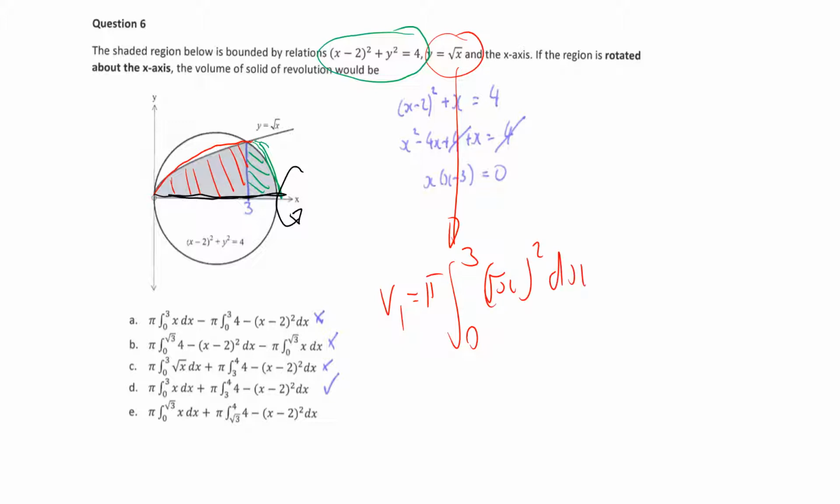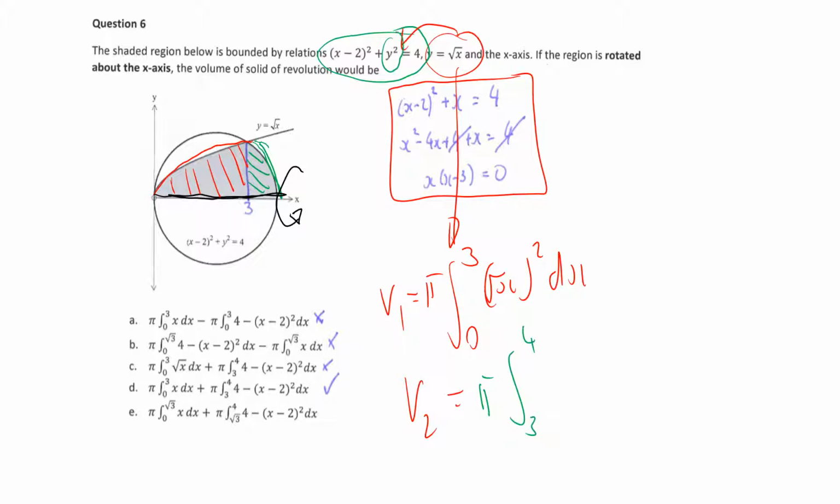And then, by the way, how do I know it's 3? Of course, I had to do a quick little letting one rule equal the other. Wherever I saw y in the other rule, I replaced it by the square root of x, and it's a pretty easy equation to solve: x equals 0 or x equals 3. And then the second volume, which I should do in green, is pi, and you're integrating from 3 to 4. In fact, if you make y squared the subject, it's simply 4 minus (x minus 2) squared, and I even left it in that form for you, so it was nice and straightforward. So option D was the answer.